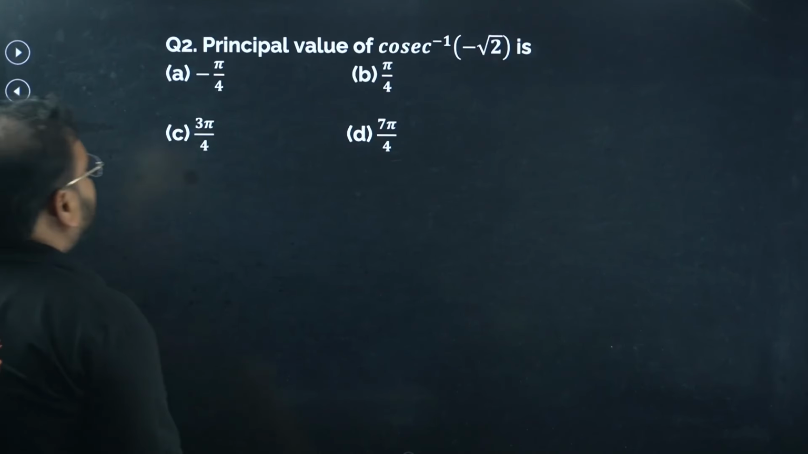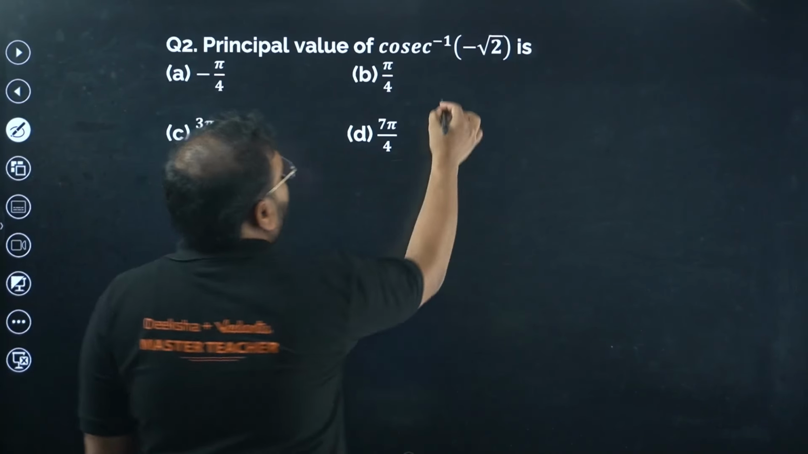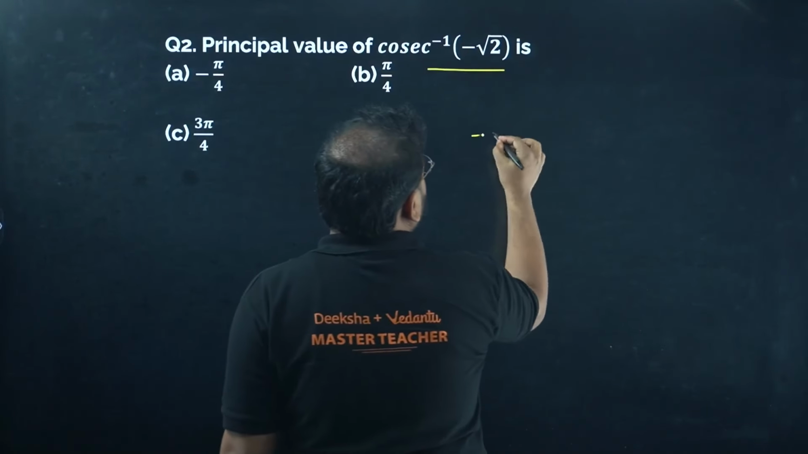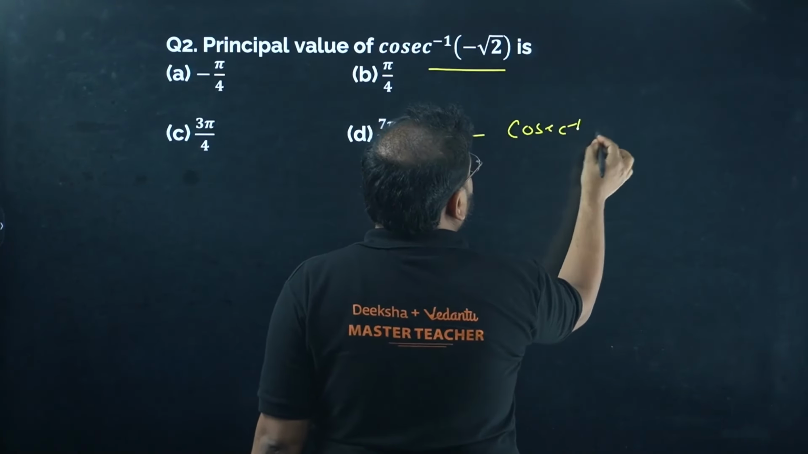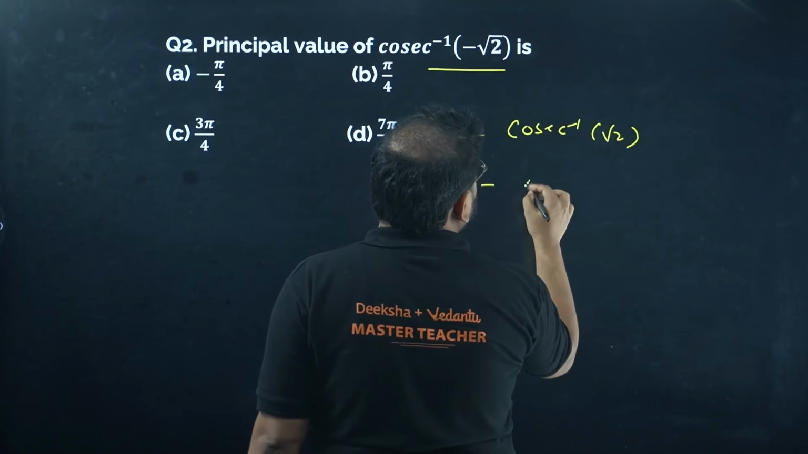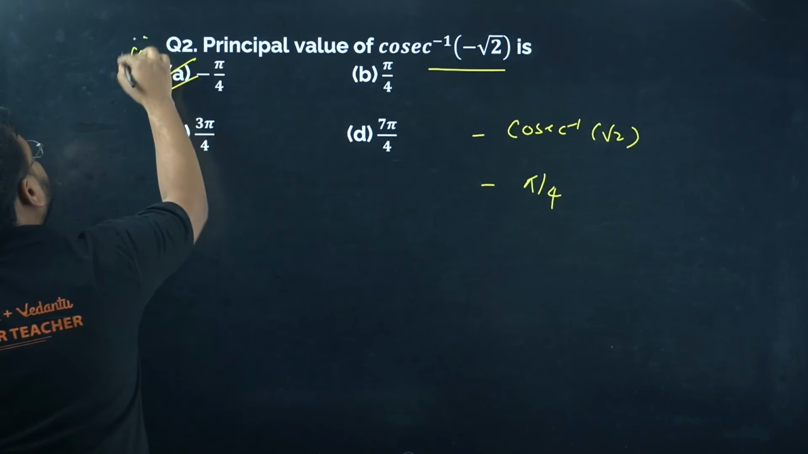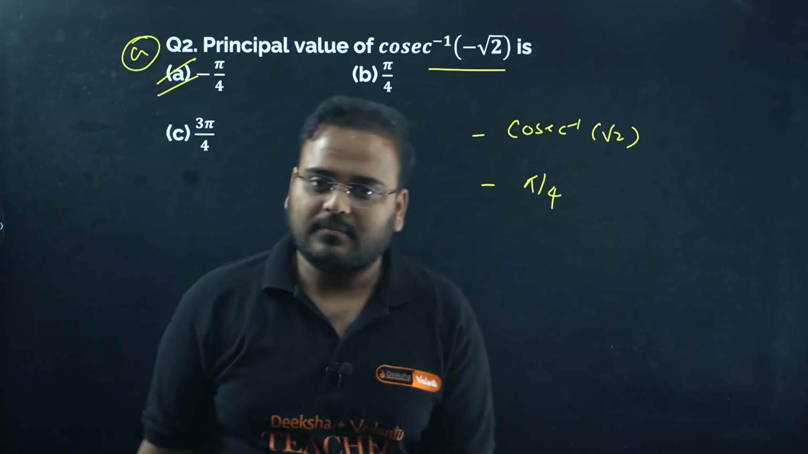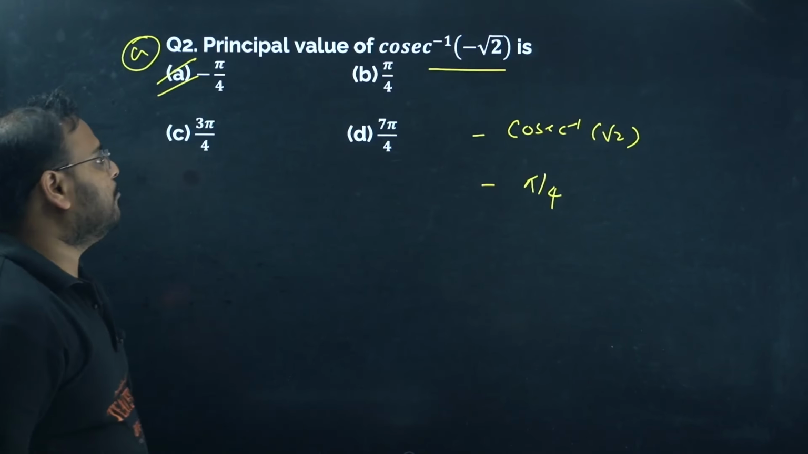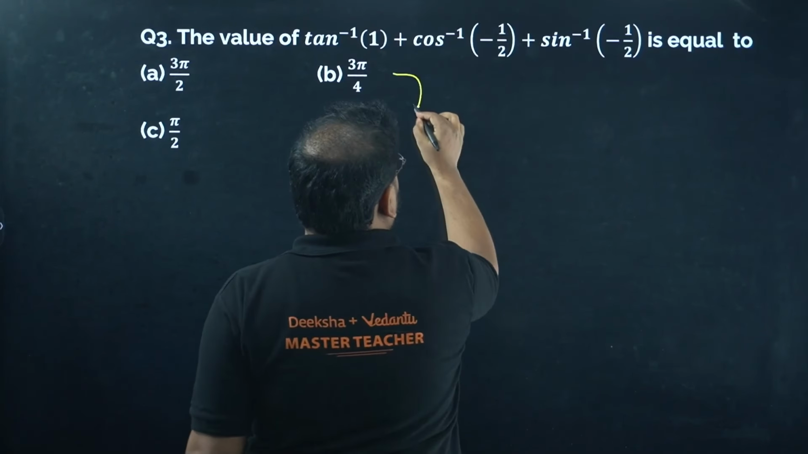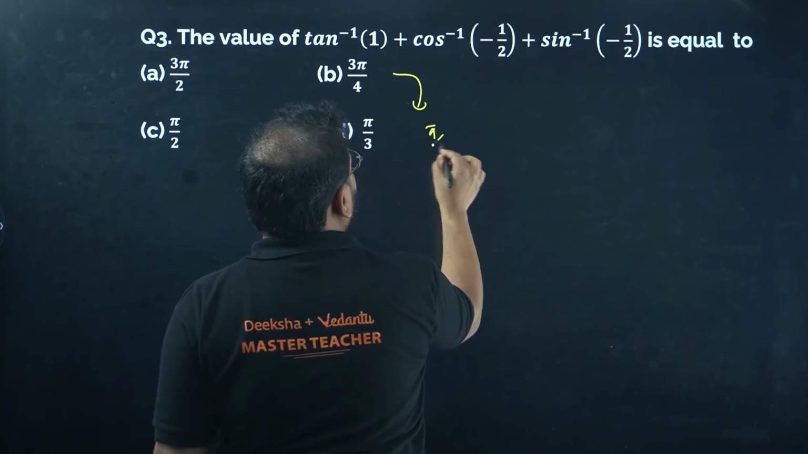Next, principal value of cosec inverse of minus root 2. Use the property: cosec inverse of minus x becomes minus cosec inverse of x, so it becomes minus cosec inverse of root 2, which is minus pi by 4. Get the answer, take the answer, move on. Next, the value of tan inverse of 1 will be pi by 4.